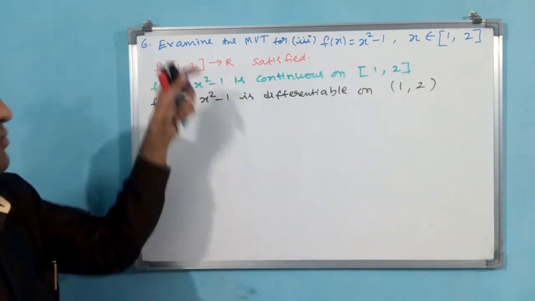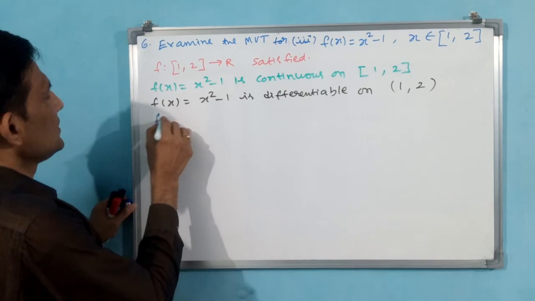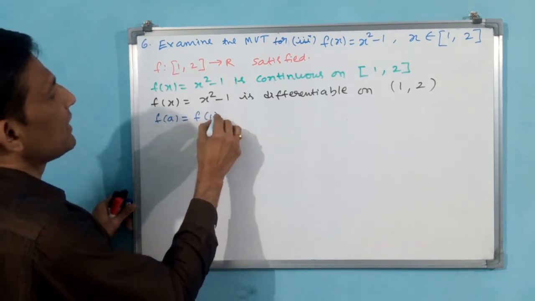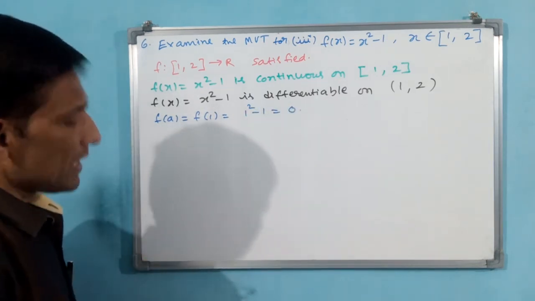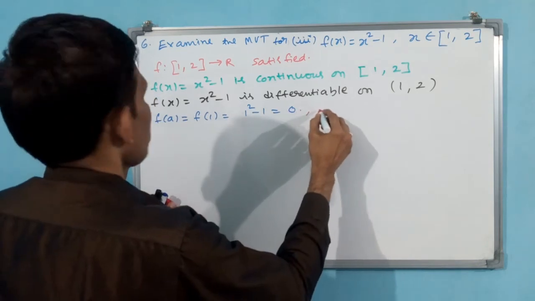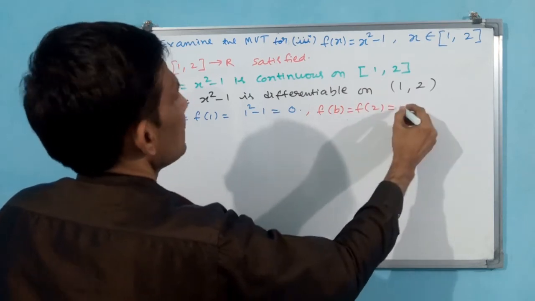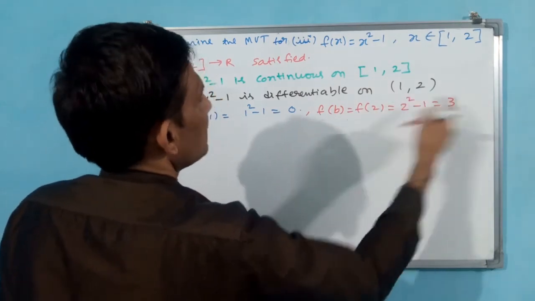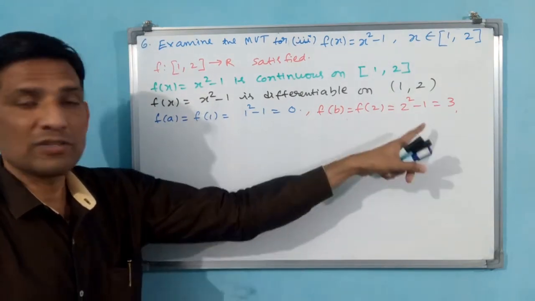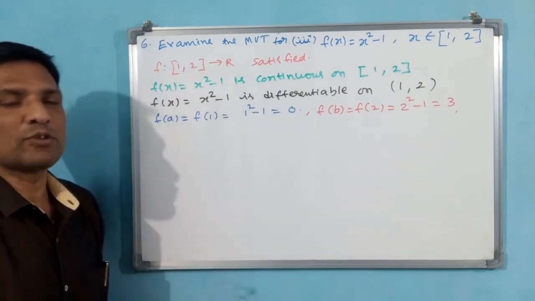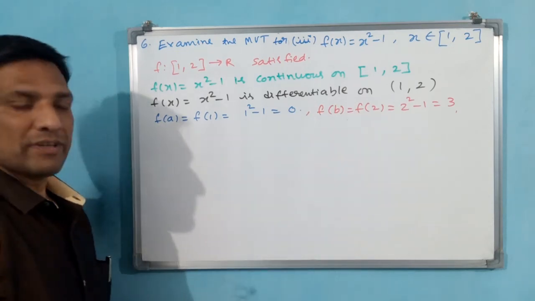Then what do we have to do for the mean value theorem? Find f of a and f of b, but you need not make them equal. Find out first. f of a is equal to f of 1, that is 1 square minus 1, equal to 0. Another condition: f of b is equal to f of 2, that is 2 square minus 1, equal to 3. But for Rolle's theorem, f of a should be equal to f of b. That is why 0 is not equal to 3, and we conclude that Rolle's theorem is not satisfied. But for the mean value theorem, this need not be equal, so you have to proceed further.